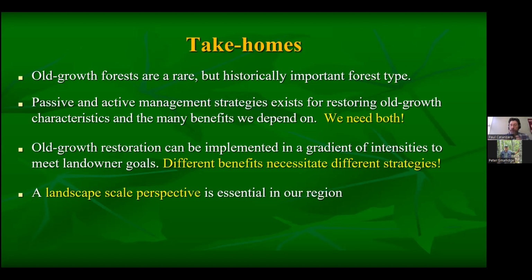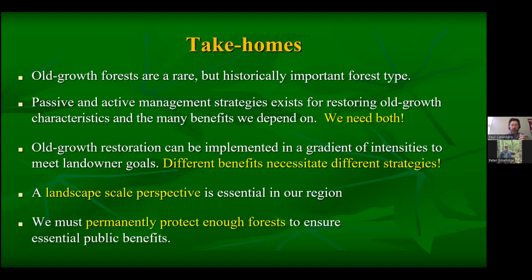Because of the amount of parcellation in our landscape, taking that landscape perspective is really important. How does your land fit into the broader landscape, and how can you contribute, even in a small way, to accruing these over a larger area? And the importance of permanent land protection, not only for restoring old growth characteristics, but for all of the wonderful benefits that our forests provide.